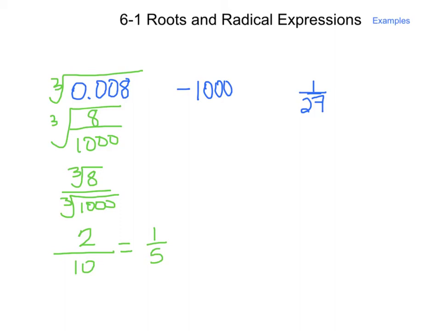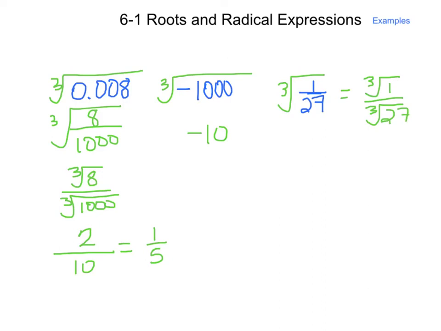Moving to -1,000. To find the cubed root of -1,000, we need to figure out what number times itself will give us -1,000. That will give us -10. Again, the answer is negative because the radicand is negative. For our last example, break it up again. Cubed root of 1 over the cubed root of 27. The cubed root of 1 is 1, and the cubed root of 27 is 3. Our answer is positive because the radicand is positive.